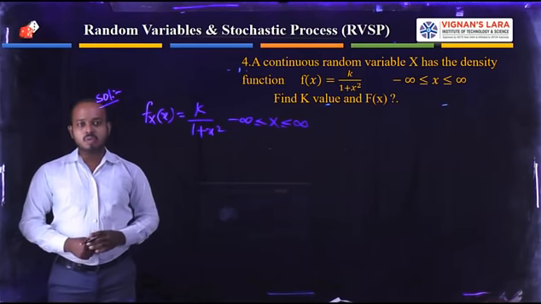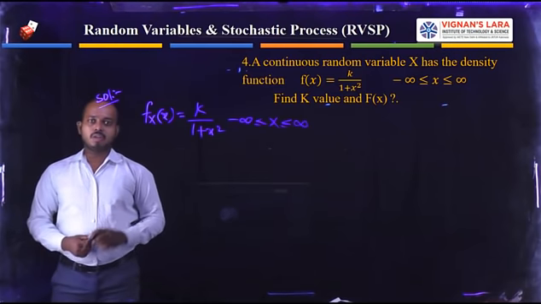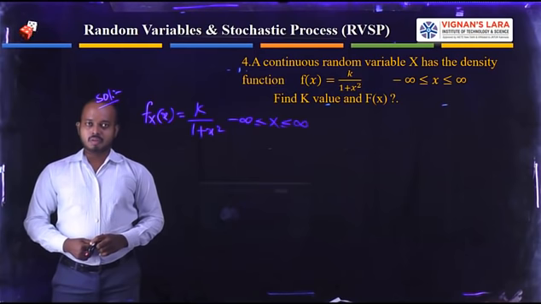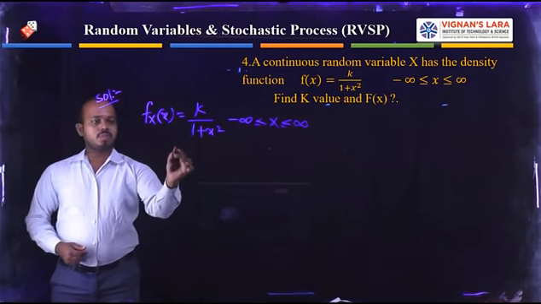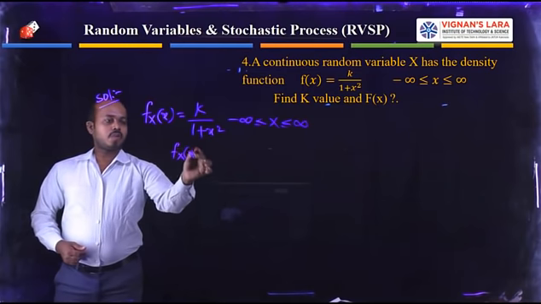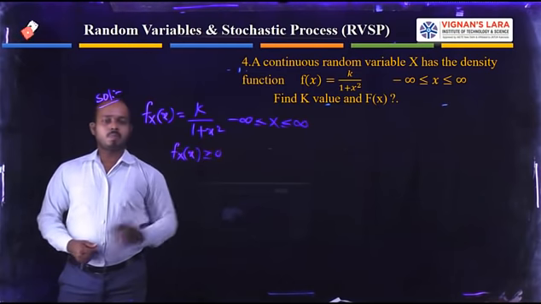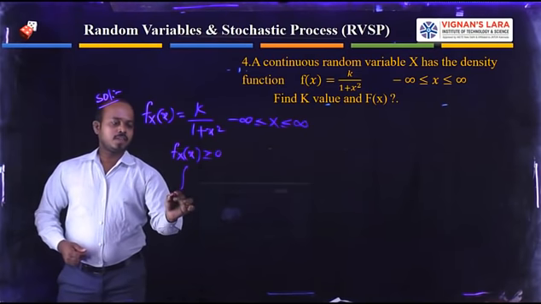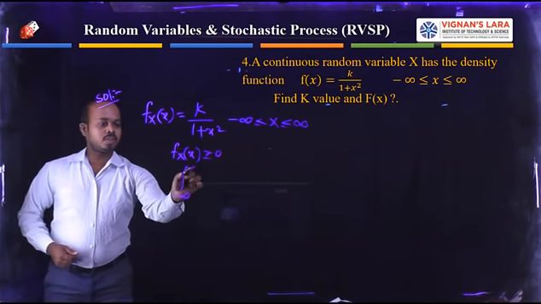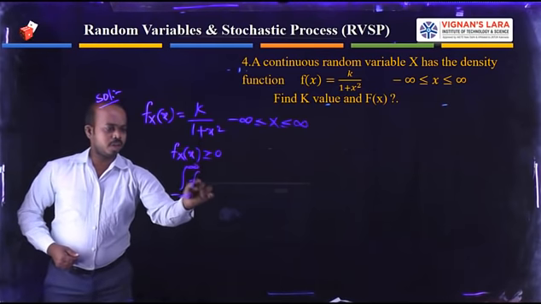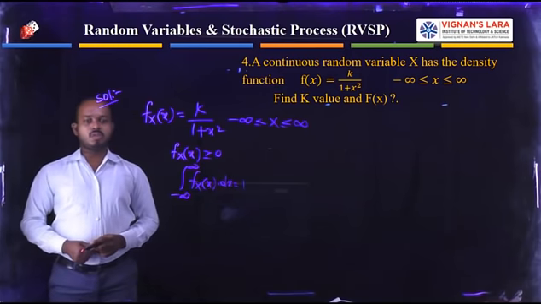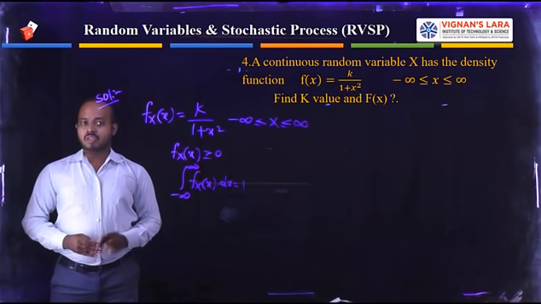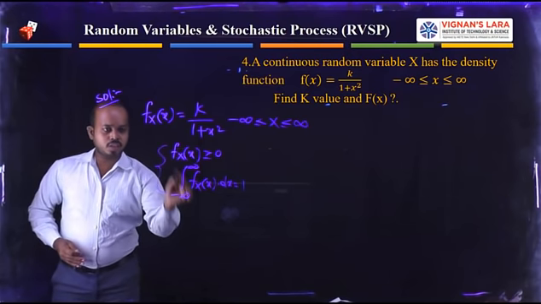How to find the k value? We already know the fundamental property of a density function. There are two main conditions for a valid density function. The first condition is that small f of x is greater than or equal to 0. The second is that the integral from minus infinity to plus infinity of f of x dx is equal to 1. Any valid density function must satisfy these two conditions.